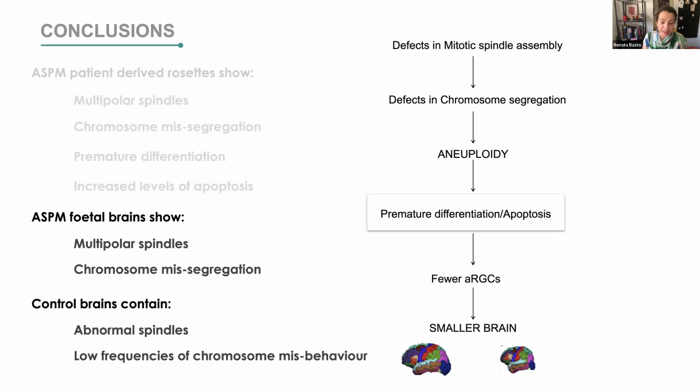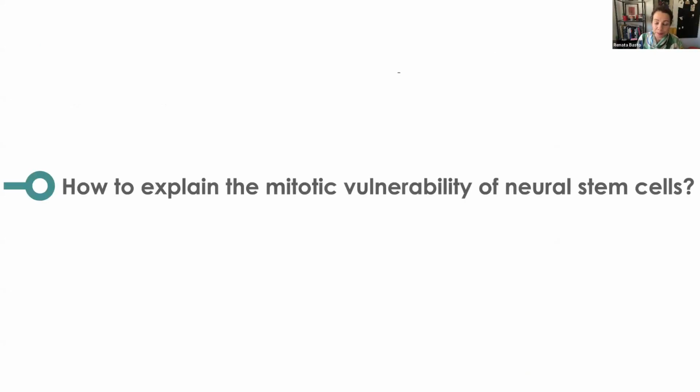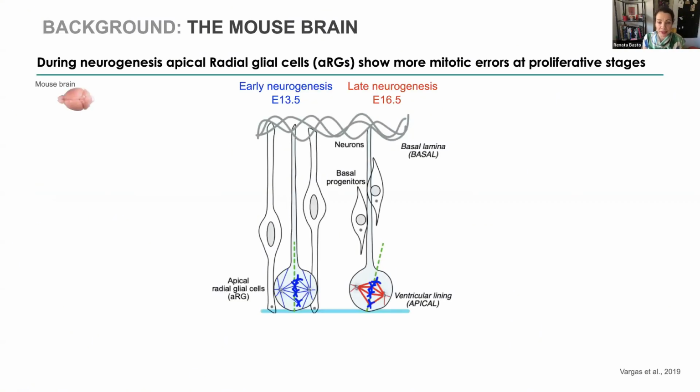And the key point is that these low frequencies of chromosome misbehavior in the human control brain are also informing us that we need to understand why these cells are generating this type of defect. And so this brings me to the question that we want to address now, which is how to explain the mitotic vulnerability of neural stem cells.